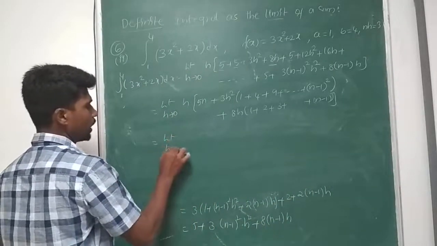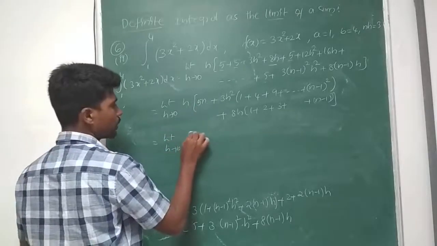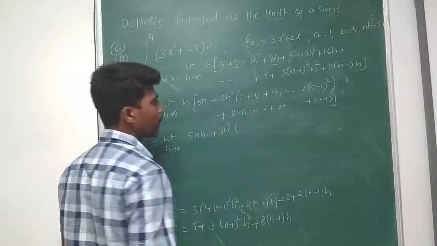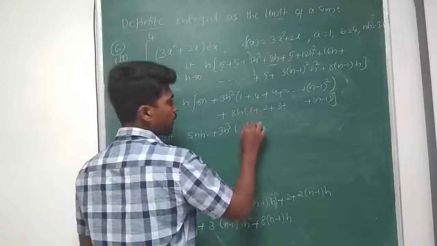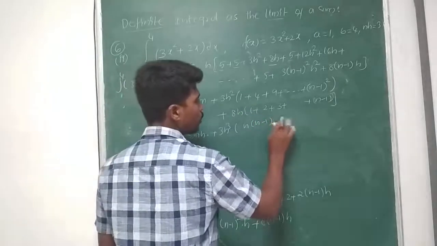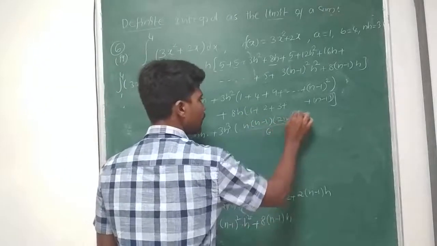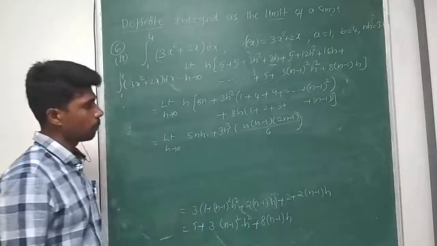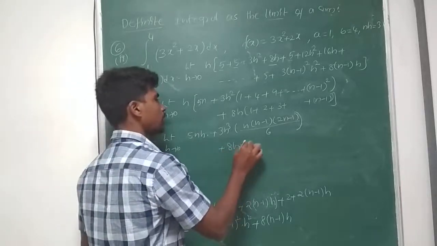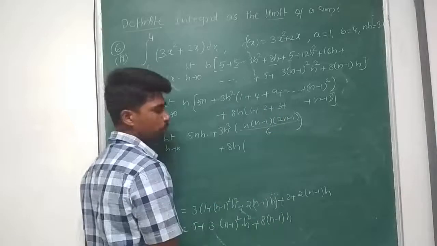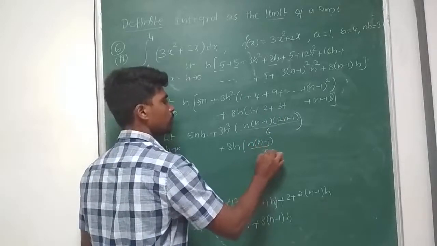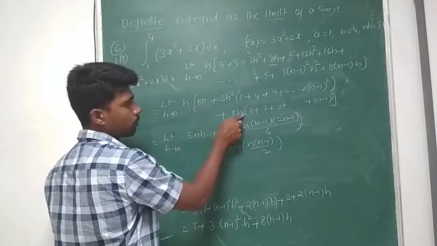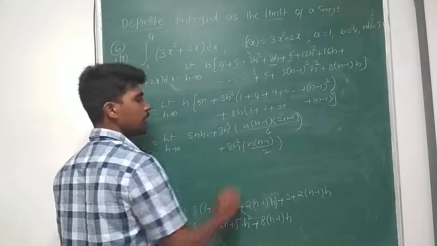Limit h tending to 0 of 5nh plus 3h cubed into (n minus 1)(2n minus 1) divided by 6. This is the sum of the squares of the first n minus 1 natural numbers, plus 8h into the sum of the first n natural numbers, n into (n minus 1) by 2, and we have to multiply this one. So h into 8h, which is nothing but 8h squared.